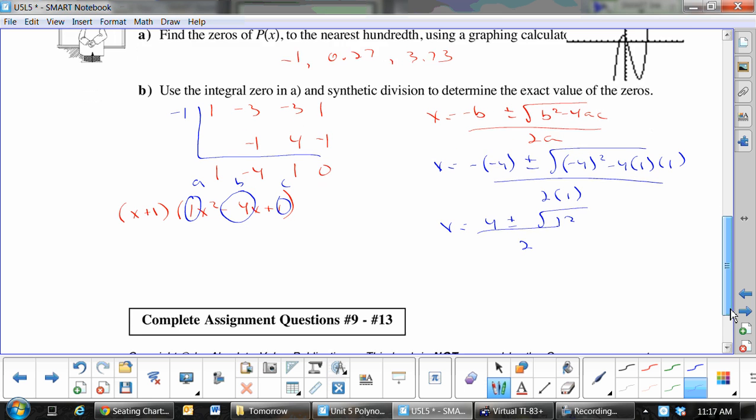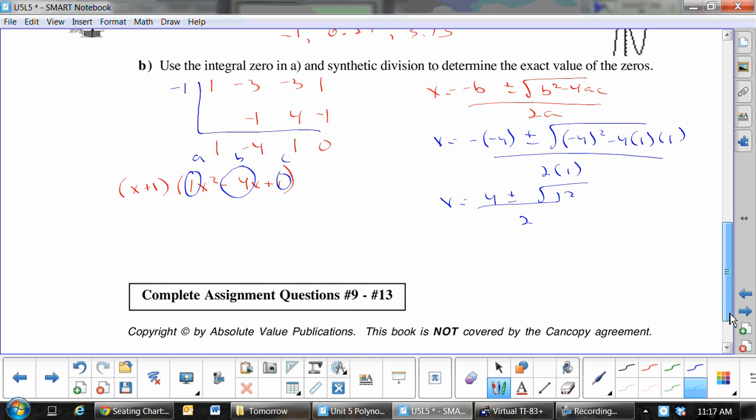Okay? Now, at this point, you're always going to ask yourself, can I simplify that 12? Is there a perfect square in 12? Yeah, 4. 4 times 3, right? The 4 comes out to become 2, so root 12 is the same thing as 2 root 3. So then I will have x equals 4 plus or minus 2 root 3 all over 2.